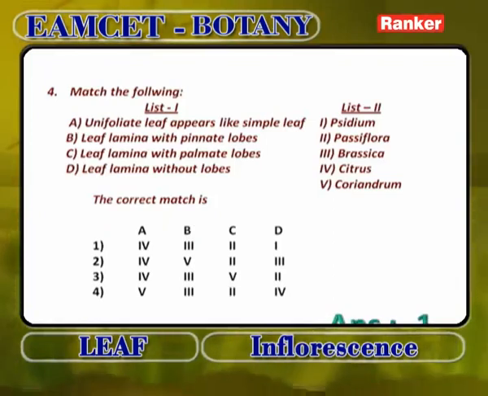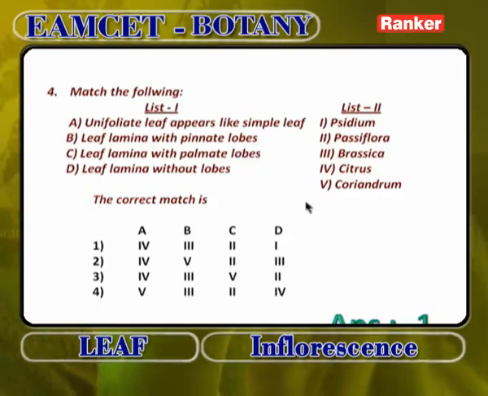Next question. This is again matching. Unifoliate leaf appearing like a simple leaf is citrus. Why? Because here only one leaflet is present at the tip of the petiole, and the petiole is also winged. So, unifoliately compound leaf with winged petiole is citrus. Leaf lamina with pinnate lobes is brassica. Pinnate lobes means an equal number of lobes on both sides of the midrib.